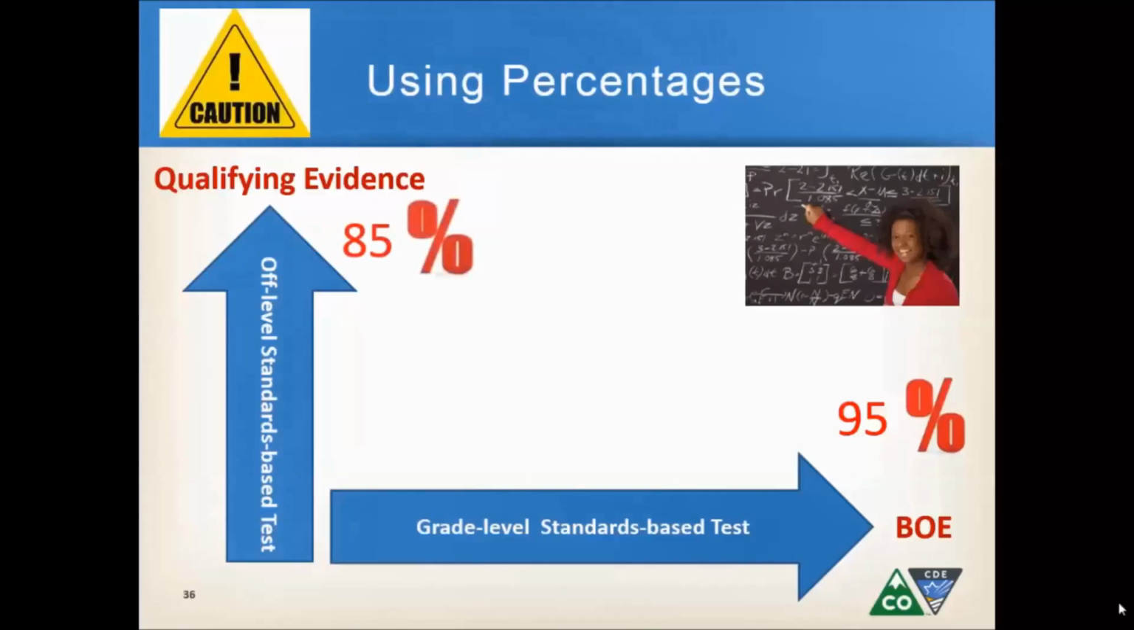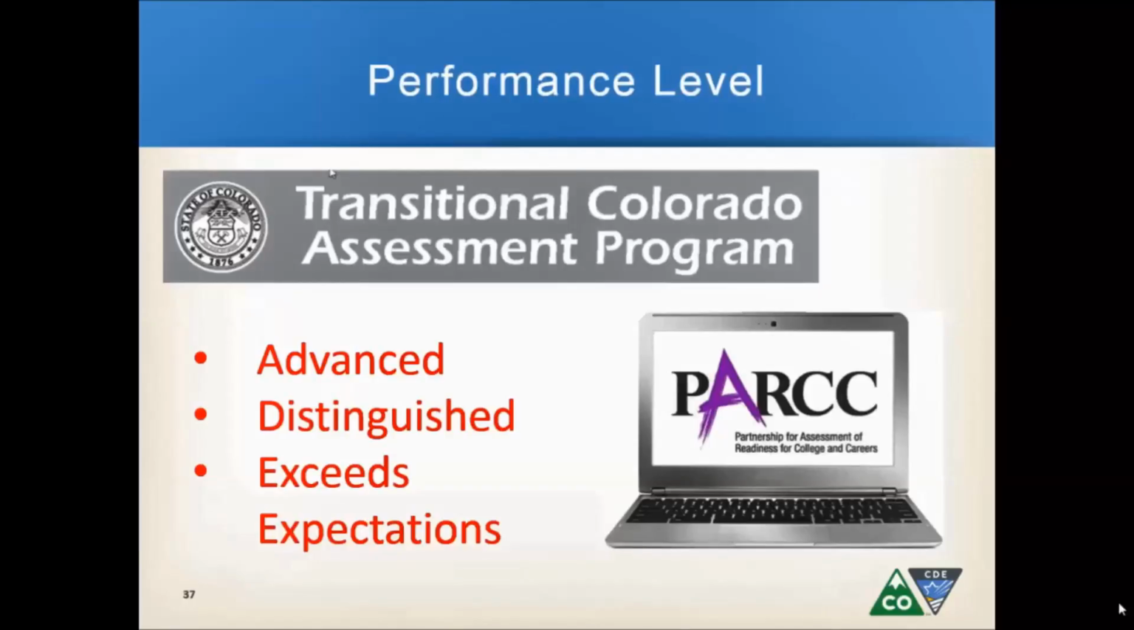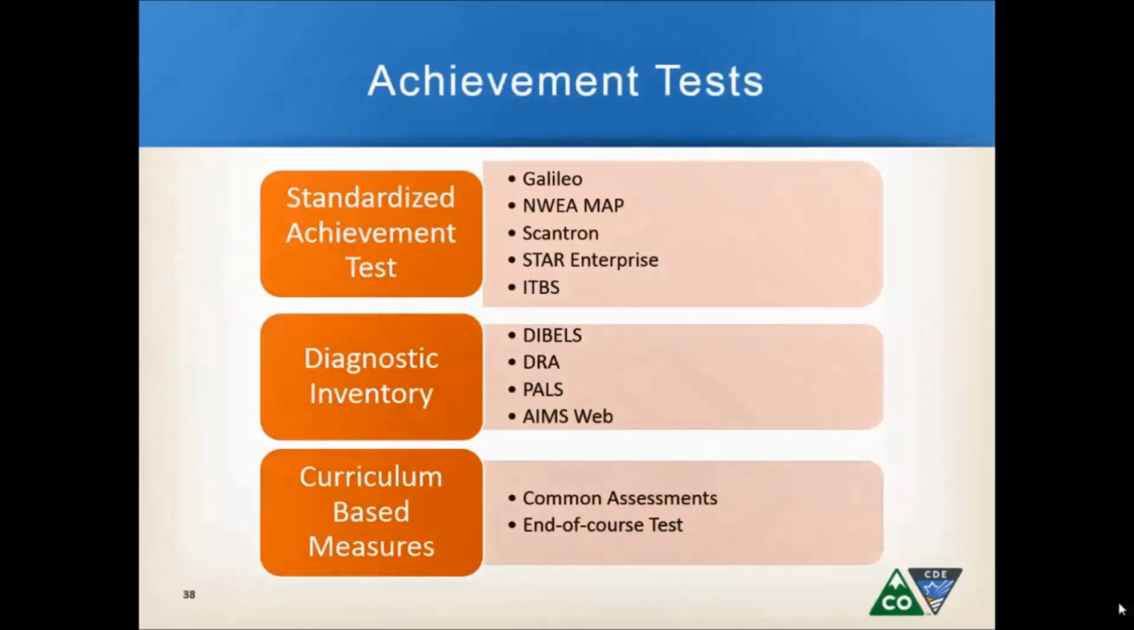Now, Susan Asseline states a student scoring at the 85% or above on an above grade level assessment is a score that we can consider to be in the advanced or exceptional range for gifted identification. When considering state assessment data to make gifted determinations, the performance level of advanced was previously used with our TCAP assessment. With our new state assessments, the performance level of distinguished or exceeds expectations will be used as qualifying evidence for identification. Districts assess student achievement using a variety of instruments.